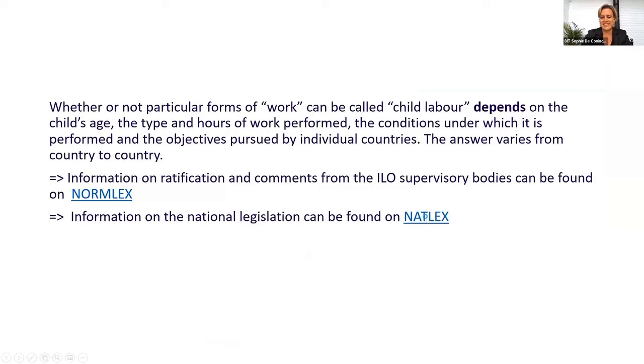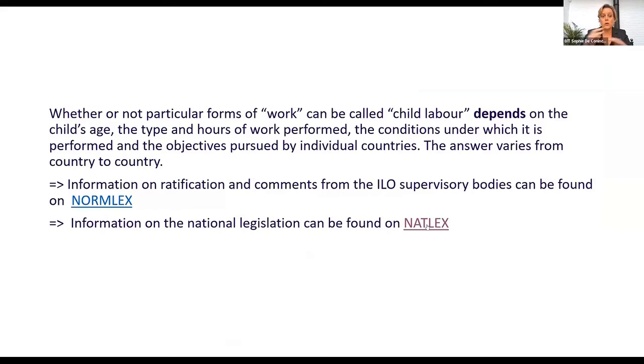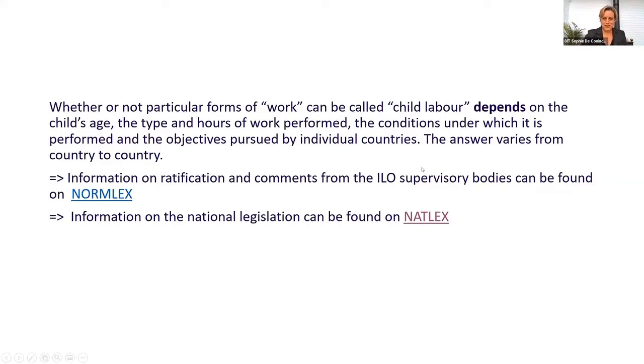I quickly would like to mention two sources of information where you can find information on the national legislation. The first one is NatLex. It's a database from the ILO with all the national legislation, so you can browse by country. And then I'm just taking Afghanistan, go to the category on child labor, and there you will find all the national legislation that concerns child labor. And by the way, you can find information on the labor issues in general.